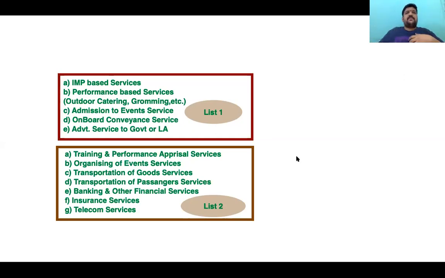Because sometimes, if it is a current account, you will give the GST number. If it is an SB account, you will not give a GST number. In an SB account, a GST number is not possible. It's an end consumer transaction. But in a current account, it's a business transaction.